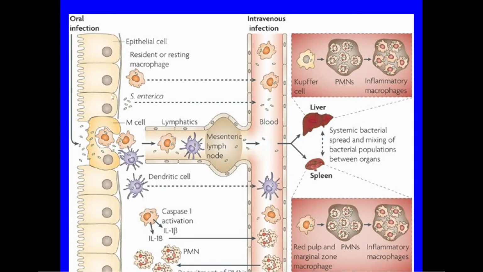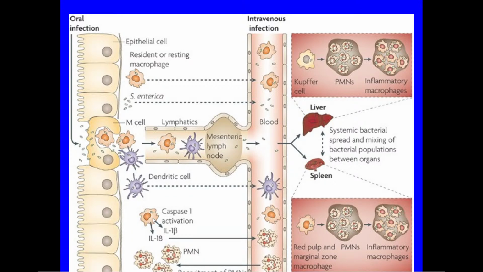So if we have the oral infection, Salmonella enters through the M cells and moves through the epithelial cells. And through M cells, then they may enter the macrophages and dendritic cells. But then, quite often, they may reside and rest in macrophages.